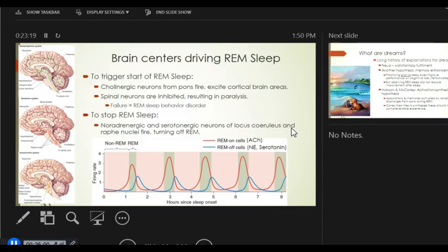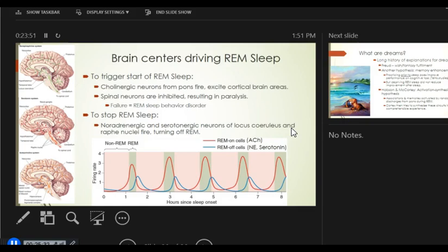In terms of mechanisms and brain areas that are driving REM sleep, as you're going from deep sleep into REM sleep, as I mentioned, you have a collection of cholinergic neurons. They're coming out of the pons, but they start to fire, and they start to excite some of your cortical areas. So you're going from completely shut down in deep sleep into REM sleep by turning on just the cholinergic neurons.